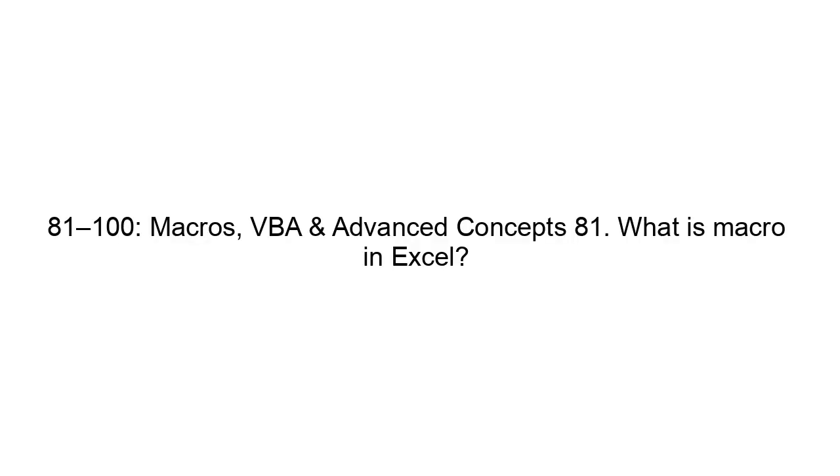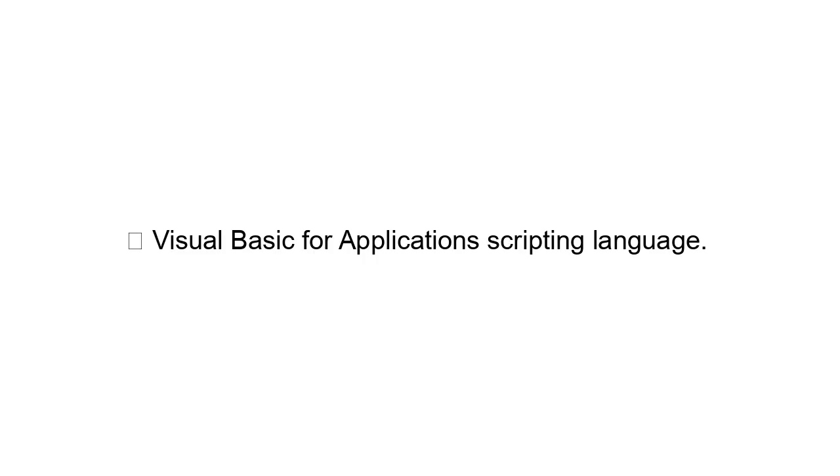#DIV/0!, #VALUE!, #REF!. 81 to 100. Macros, VBA, and advanced concepts. 81. What is a macro in Excel? A recorded automation task. 82. What is VBA? Visual Basic for Applications, a scripting language.